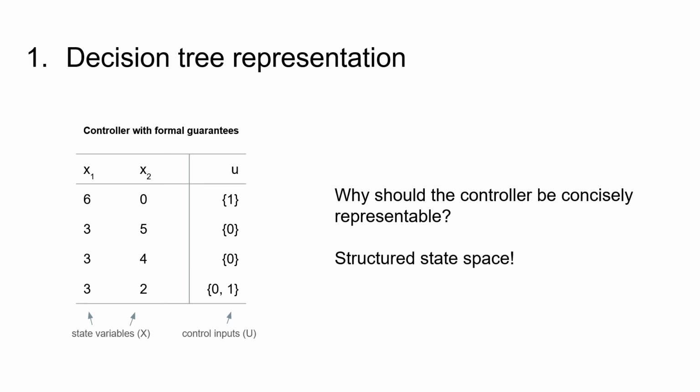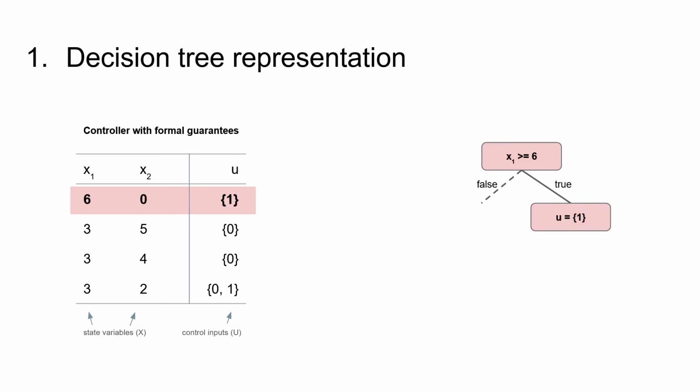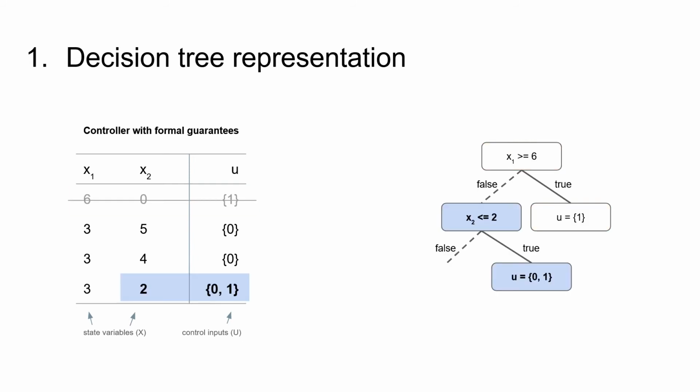Observing the values of x1 and u, we immediately realize that in this controller, if x1 is greater than or equal to 6, the action 1 may be used. On the right, we draw a decision tree which encodes this information in the true branch from the root. Since we have taken care of the first row, it remains to encode the remaining 3 lines of the controller.